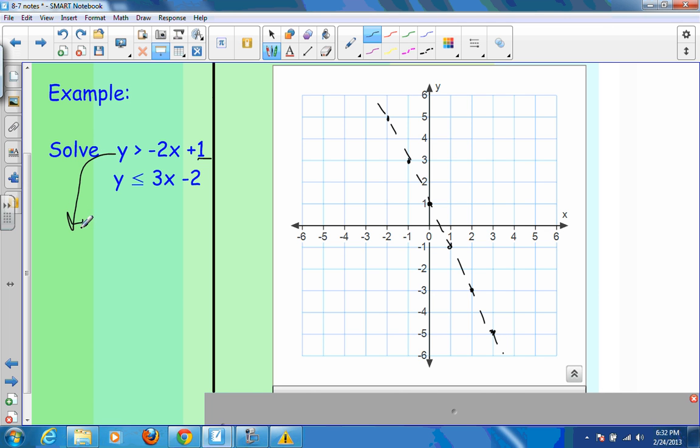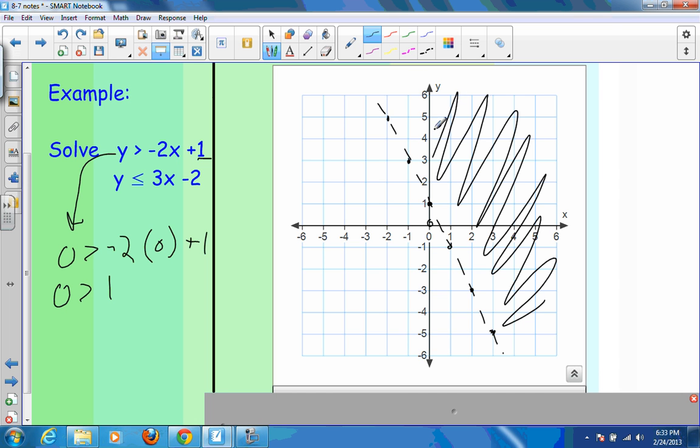I'm going to now test 0, 0, because 0, 0 is not on the line, so I can use it. So I'm going to have 0 is greater than negative 2 times 0 plus 1. All right, so I have 0 is greater than 2 times 0 is 0, plus 1. Is 0 greater than 1? Obviously not. So that means that we are going to be shading the opposite side of the line, the side that doesn't have 0, 0. So my shading now happens over here. All right. Now let's do the next one.